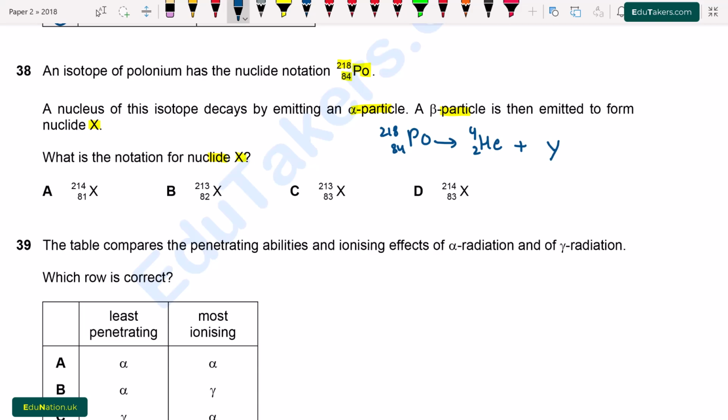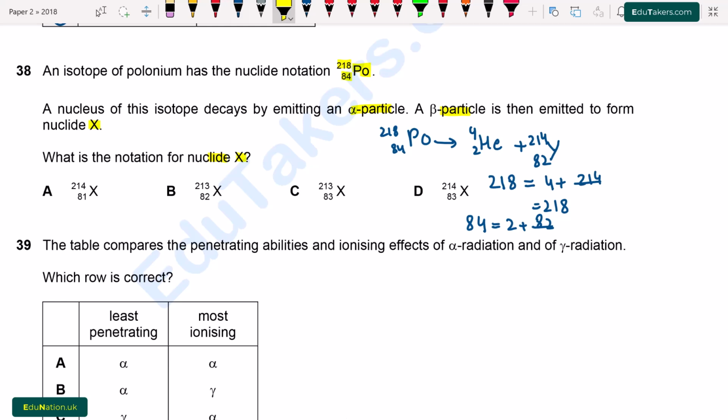And I have to find out the atomic number and mass number of the element Y. I see here on the left hand side, the mass number is 218. It will be equal to 4 plus 214, so that 218 is equal to 218. So here will be 214. Next we check the atomic number. On the left hand side, the atomic number is 84, and there will be 2 plus which number? Here will be 82. So I write here 82.